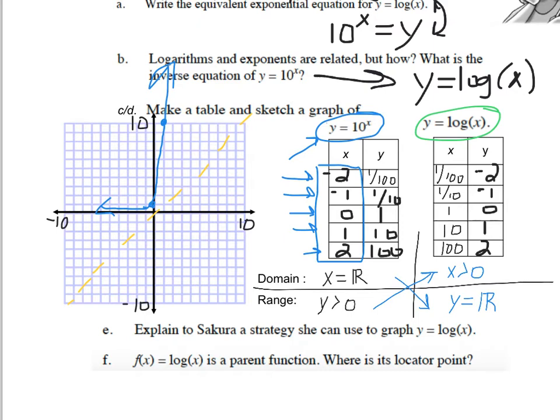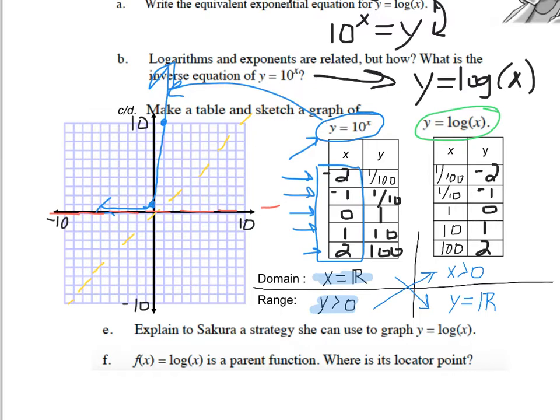If I graph that, I get this blue graph for my exponential curve. And there's a horizontal asymptote on the x-axis. And so my domain is x is equal to all reals, and y has to be greater than or equal to 0.